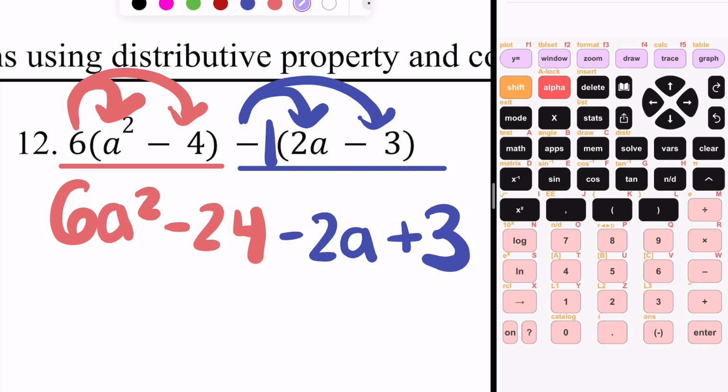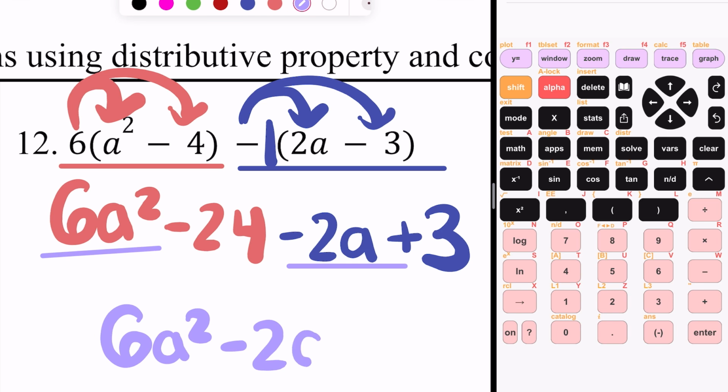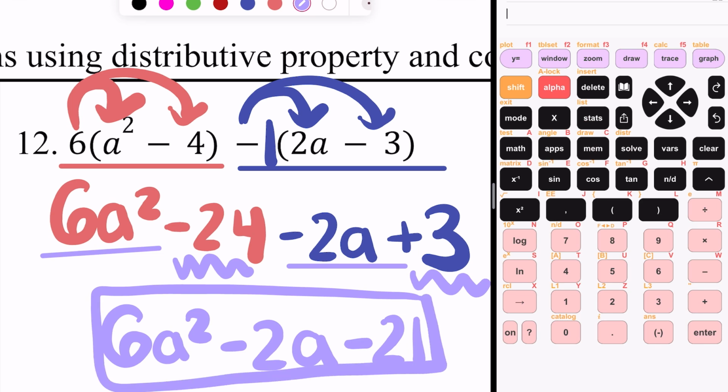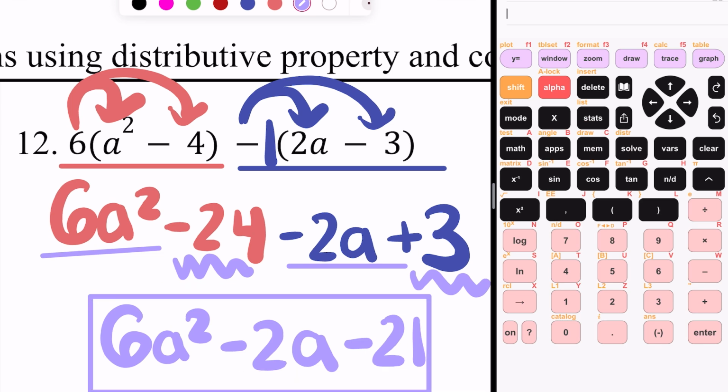We are going to start combining like terms. Our highest exponent is the 2, so I will leave that alone. We then have a plain a, which is the negative 2a. And now let's do negative 24 plus 3. Negative 24 plus 3, and we get negative 21. And this is our final answer. It is in standard form, so we are good to go.